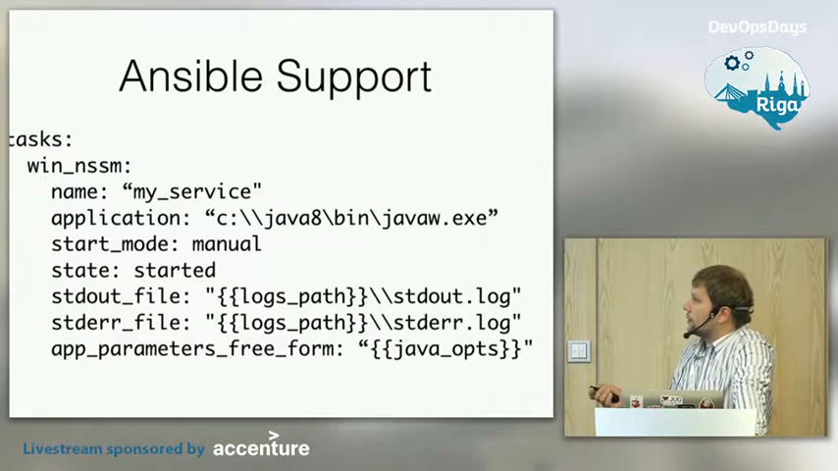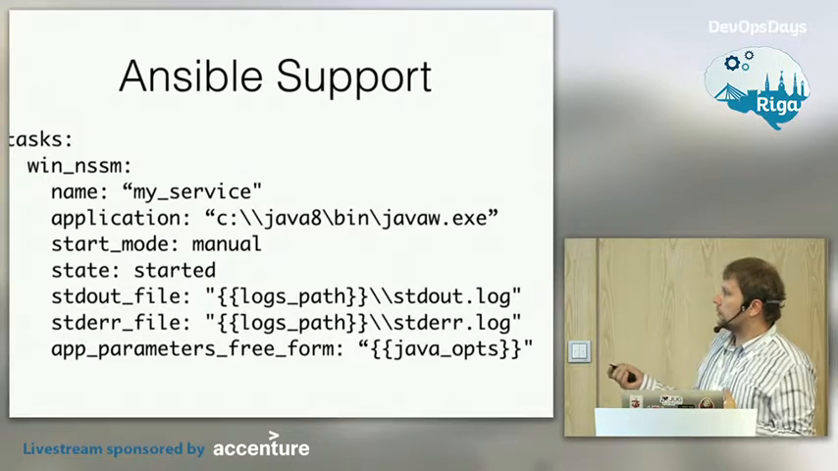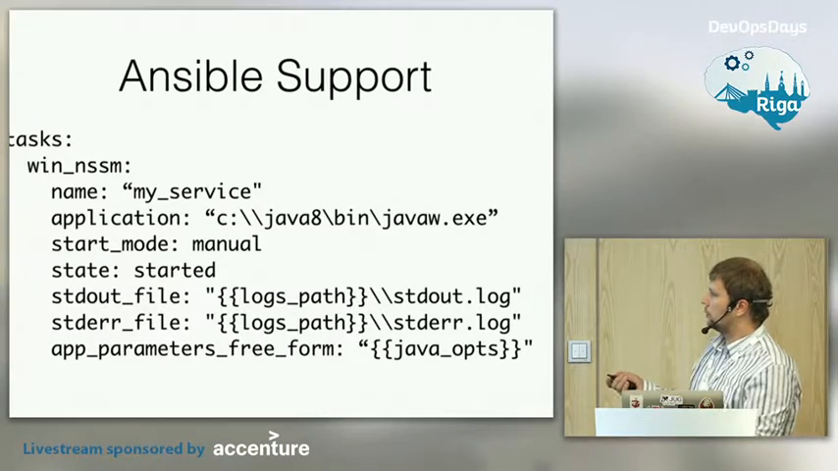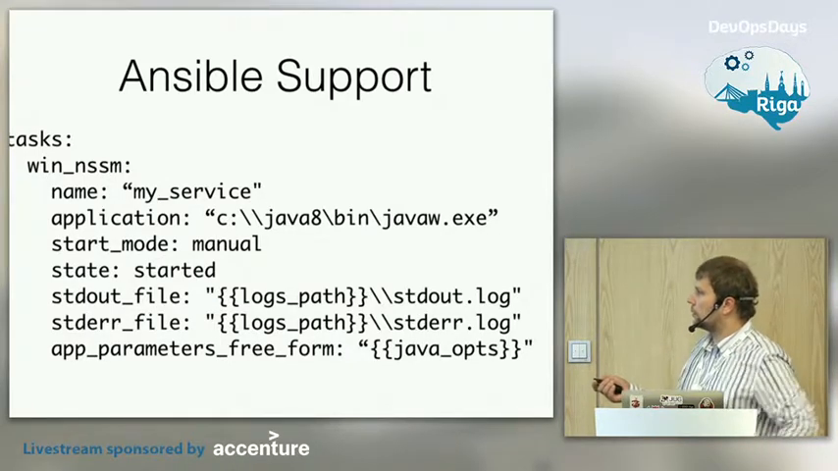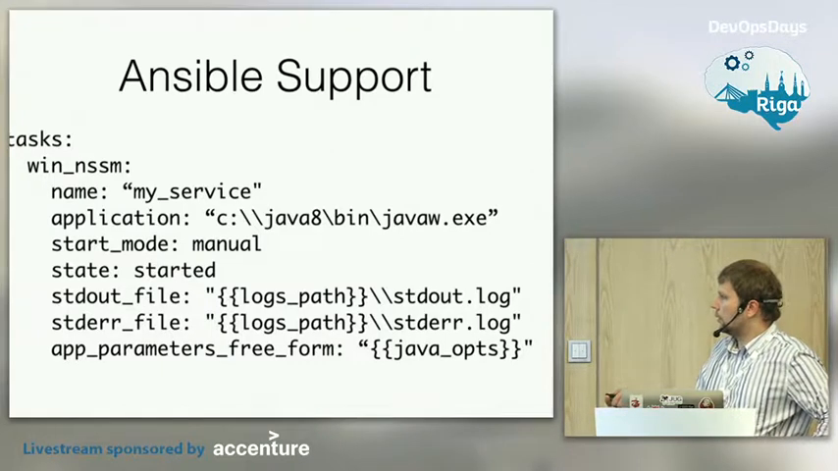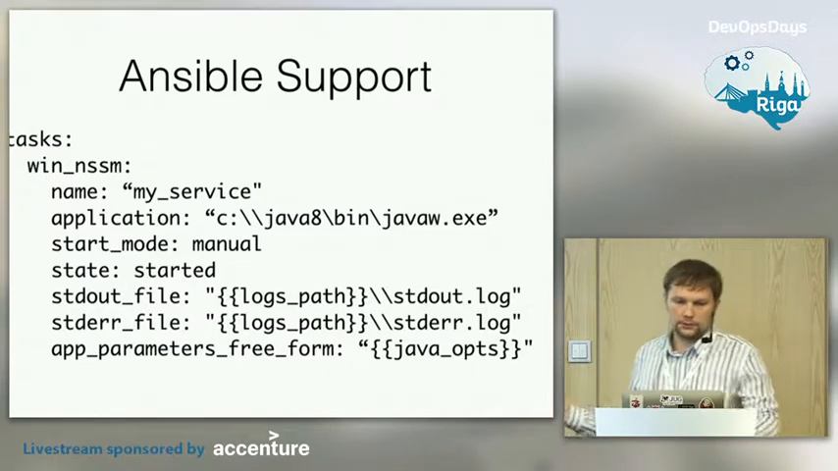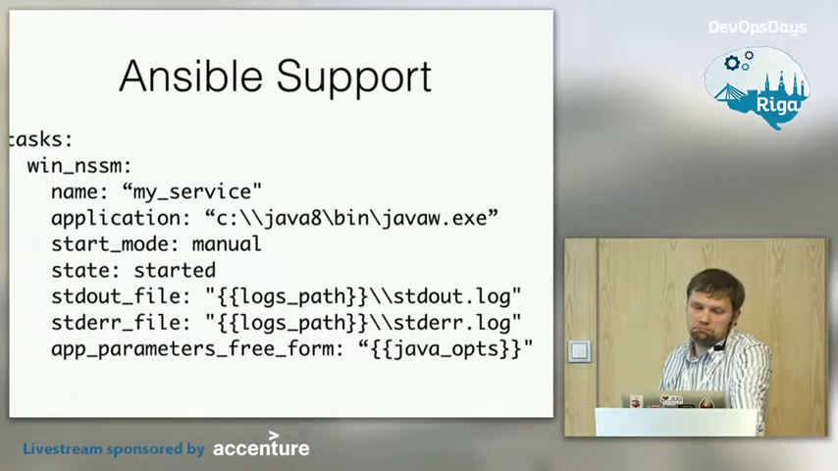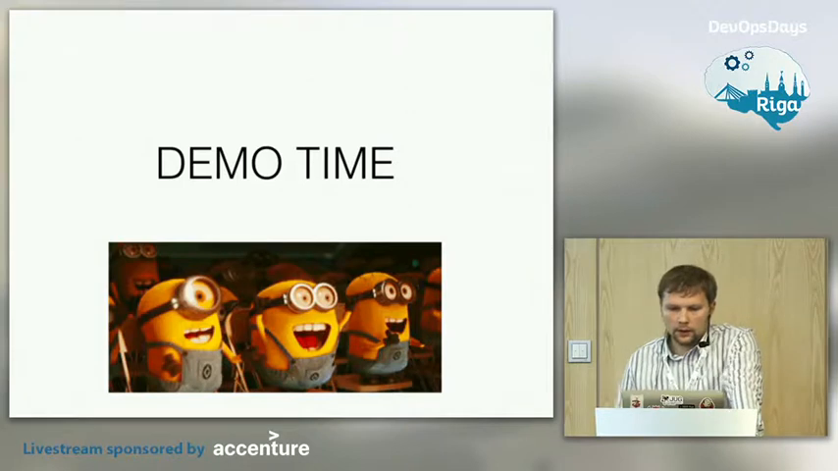So there's a win_nssm task which you configure: this is my daemon, which is Java, Windows edition. Its start mode is manual, state started, stdout here, stderr there, and some app parameters in order to execute a jar file. And it works. I spent quite some time, and NSSM is the best tool out there for doing this task in the open source world, and it's free.